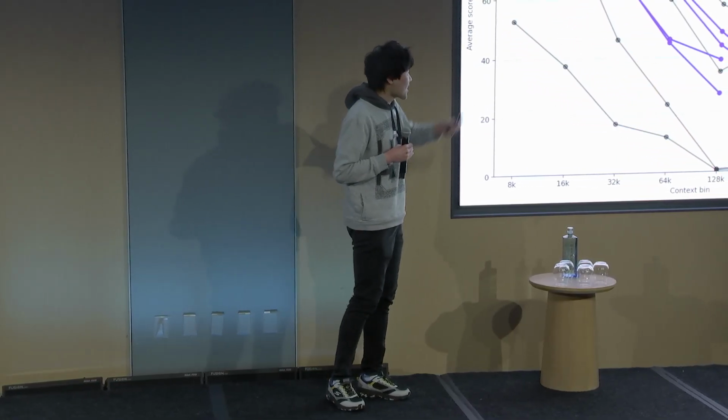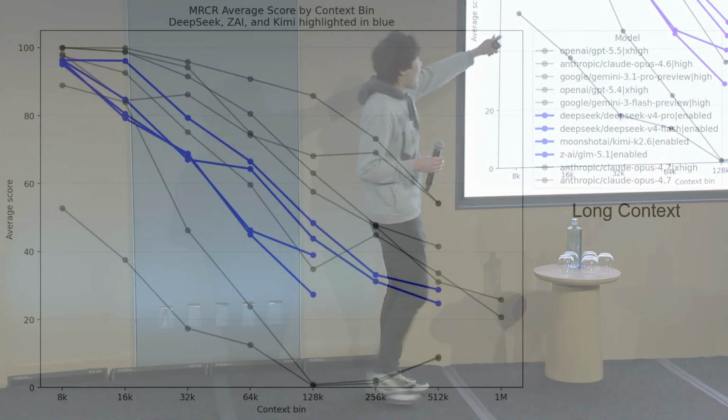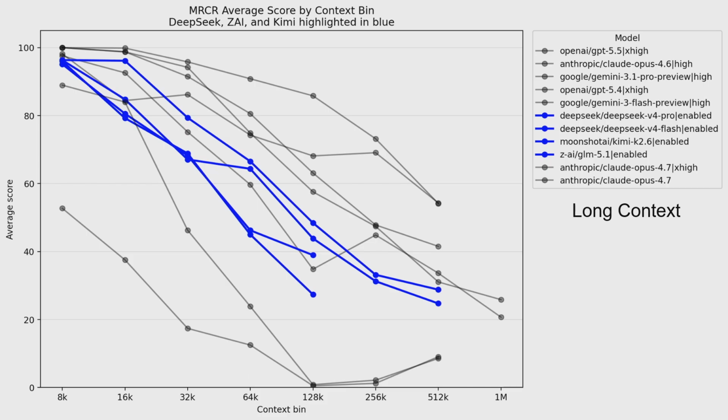I color-coded it nicely, just showing open source models. The gray lines are closed source models, and you can see open source models somewhat lag in terms of long context performance. There is some lag, but they're doing better. Over time, these closed source models and open source models will converge.